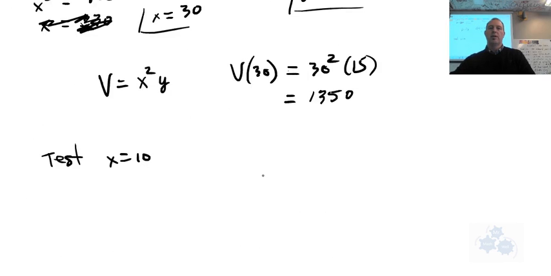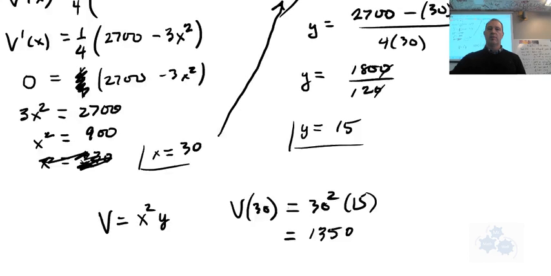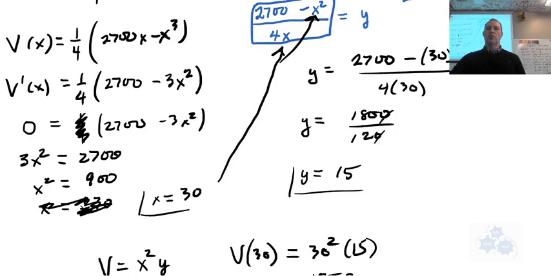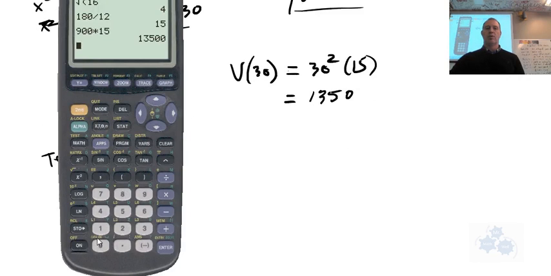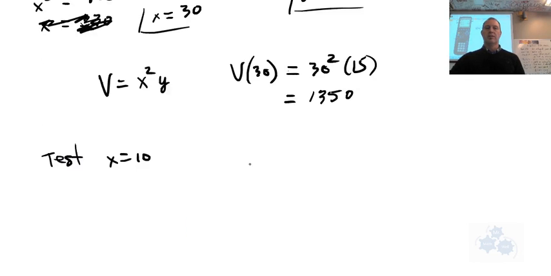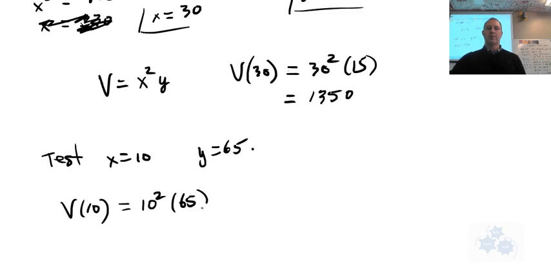x equals 10. Then if x is 10, what is y? Well, we have to recalculate that too, don't we? So 2700 minus 10 squared, which is 100, so that's 2600 divided by 40. What's 2600 divided by 40? It's 65. So we are going to have a height of 65. What's the volume with that when x is 10? Well, that's going to be 10 squared times 65. That's going to be 6,500.